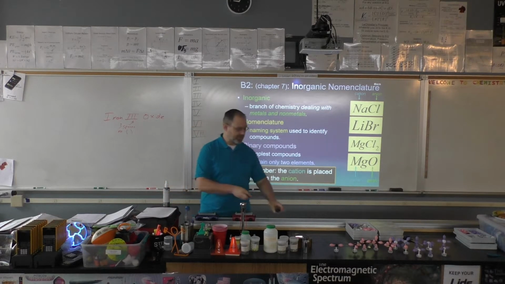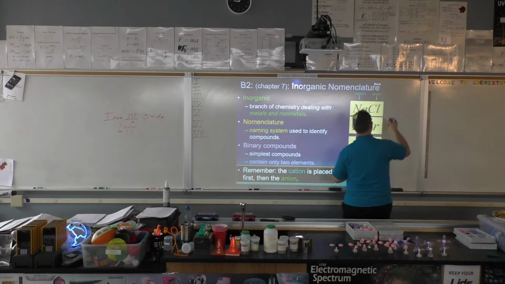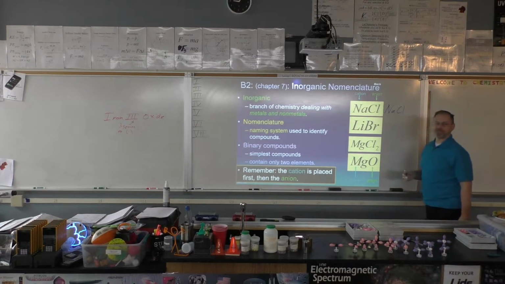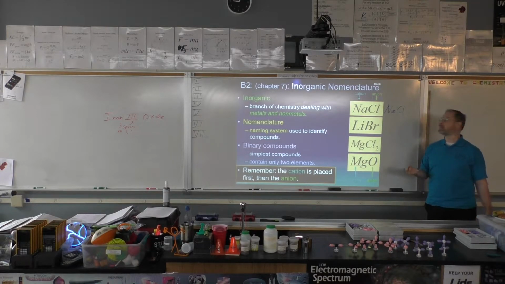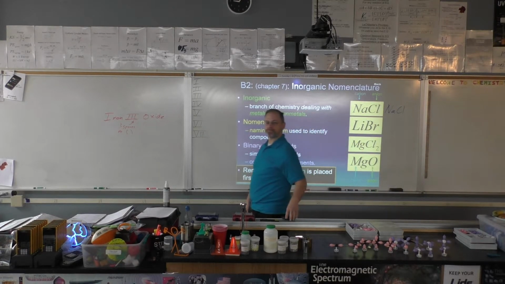Almost everything we're going to do is binary, which is why if you saw this written down, NaCl, you know this is not sodium, carbon, and iodine, because that would be three things. You know it's sodium chloride. Does that make sense? All right. Any questions before we move on?